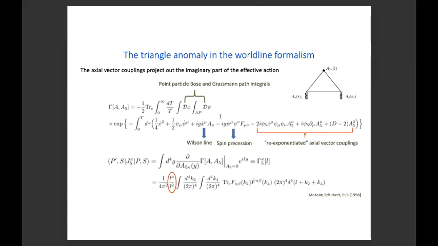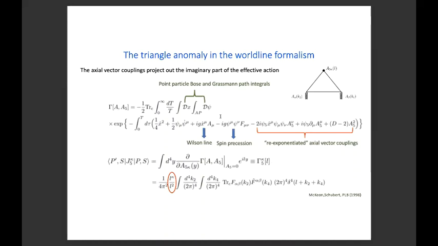Before I go there, let's just look at the triangle in this framework, and it provides perhaps the simplest derivation of the triangle anomaly. This is the one with the effective action, as I mentioned, in the Worldline framework. These are again bosonic and Grassmannian point-like objects. And then this is the Worldline action. Here's the Wilson line term, it's x dot times A mu. Here the spin precession term, this is psi mu F mu nu psi nu.